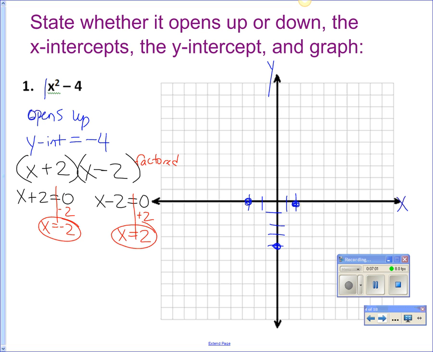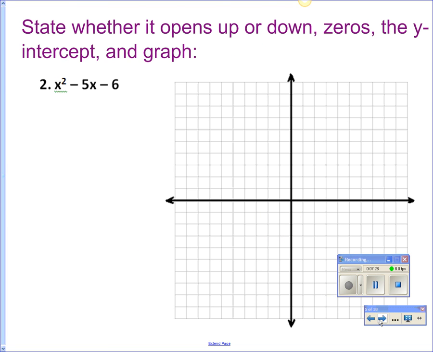What kind of shape is it going to make? A U, and it opens up. All right, it makes a U and it opens up. Okay, so that's all we're doing. That's what we're doing on number 1. That's what we're going to be doing for the other ones. Any questions on that one?